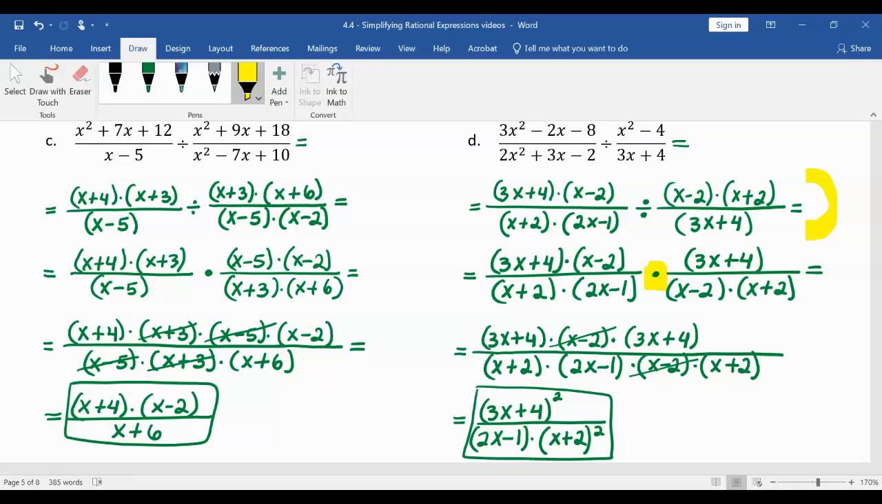And in this case, x minus 2, we simplify it. The answer is 3x plus 4, everything squared, over 2x minus 1 times x plus 2 squared.